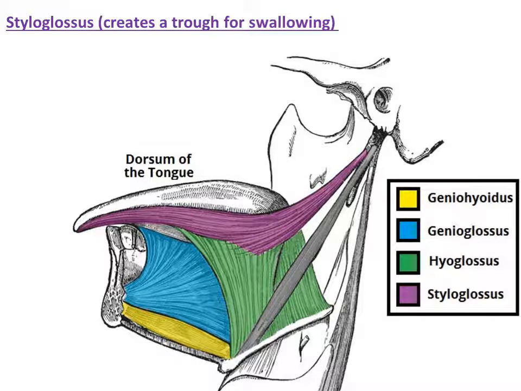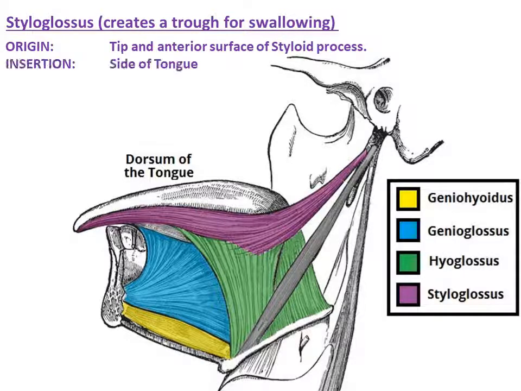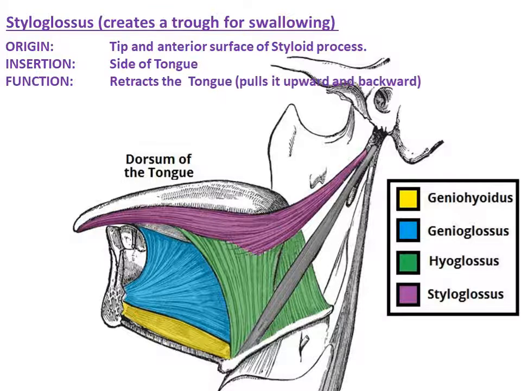Next muscle is styloglossus. It creates a trough for swallowing. It basically helps in swallowing. They are shown in purple color. Origin from the tip and part of the anterior surface of styloid process. Insertion to the side of the tongue. Function: they retract the tongue, pulls it upward and backward.